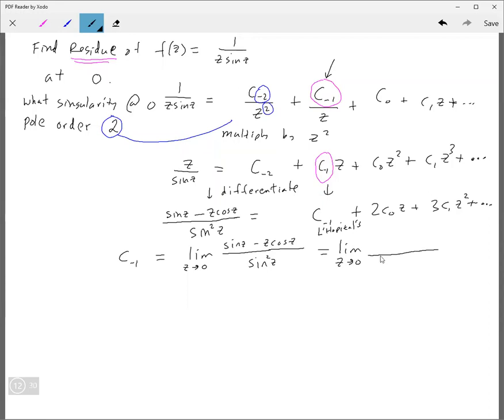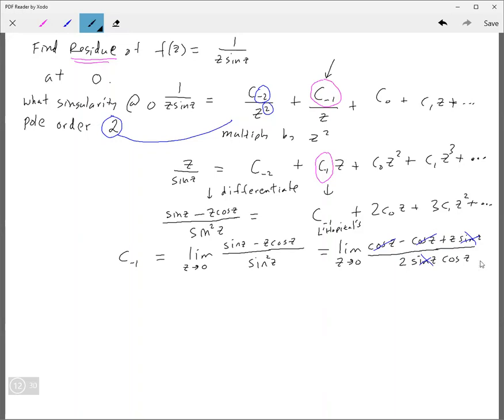Okay, so the derivative of this is cosine, and the derivative of that is, the derivative of sine z is cosine z. Then z times the derivative of that, so that's going to be z sine z. And then down here we have 2 sine z times the derivative of sine z, which is cosine z. Now these cancel out, and then this sine z is going to cancel with that one.